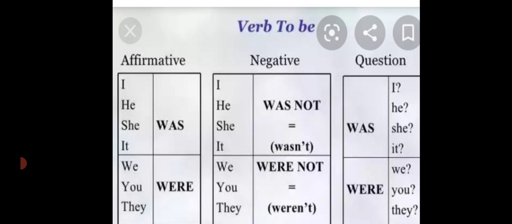All right, so we can have was and were in the negative form. When it says in the negative form, it will be was not, or you say wasn't: I wasn't, he wasn't, she wasn't, it wasn't. All right, when it is in the negative form, it will be were not, or you say weren't. All right, so we have we weren't, you weren't, they weren't. And it can also be in the question form. You say was I, was he, was she, was it, were we, were you, were they.